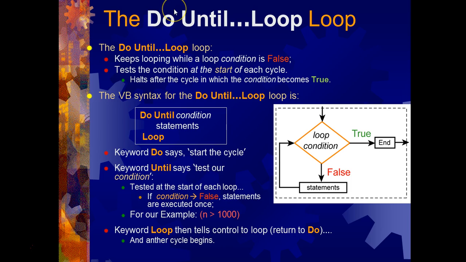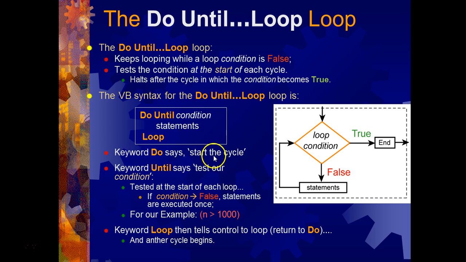And then we talked about the do until. The do until loop keeps looping while a loop condition is false. It tests the condition at the start of each cycle, so we test up here. It halts the cycle in which the condition becomes true. So as soon as it's true, we stop. That's the meaning of the word until.